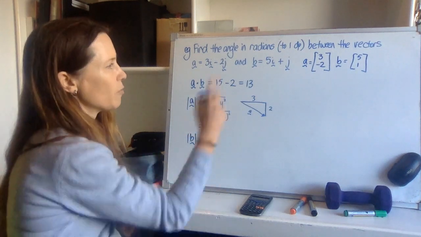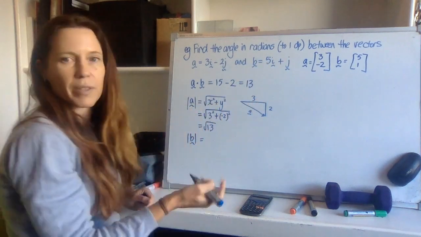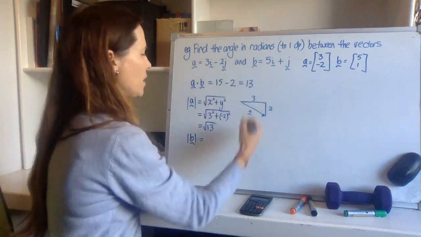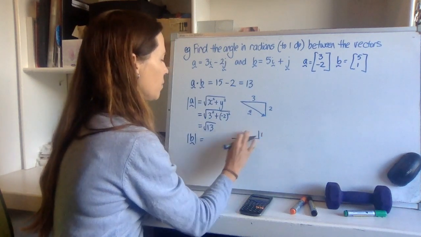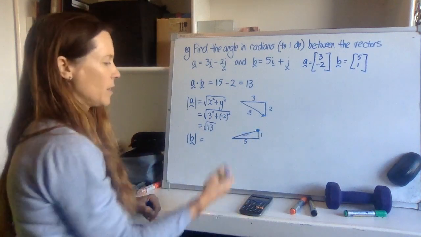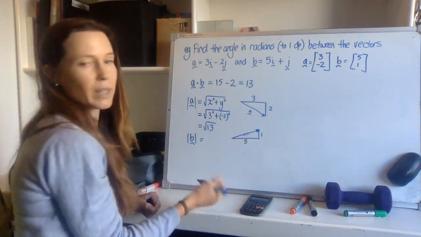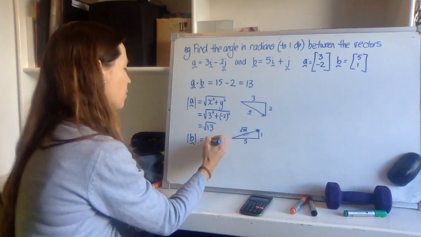Now we could apply the formula and say we've got 5 squared plus 1 squared, go through this same process. I prefer just to step it out. I'm going 5 steps to the right and 1 step up. Perhaps I'll put my steps down here. And so I've got a vector that looks like this. So 5 squared plus 1 squared is 26. So this side must be the square root of 26.